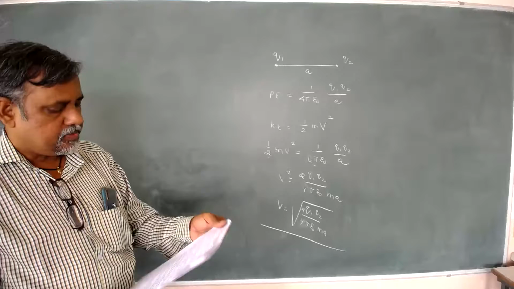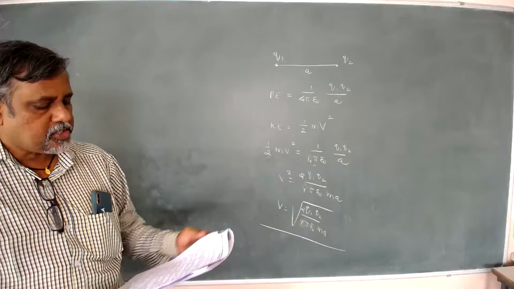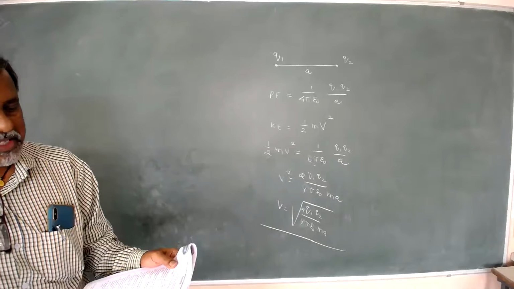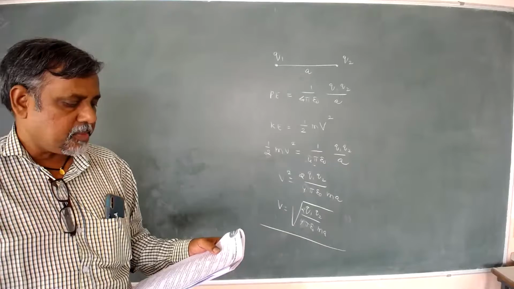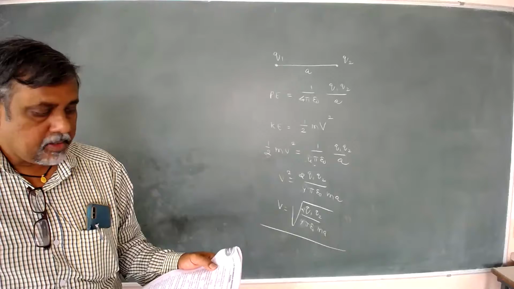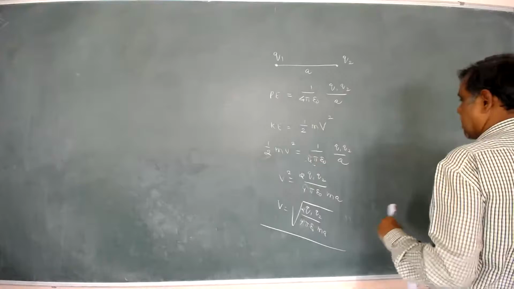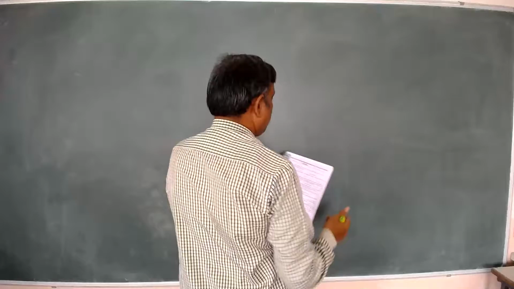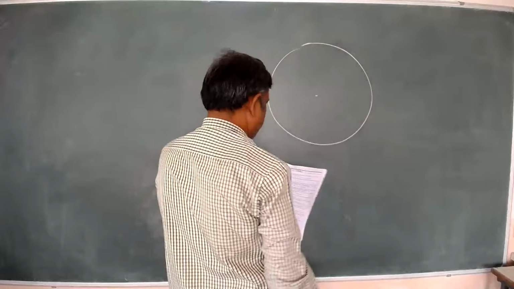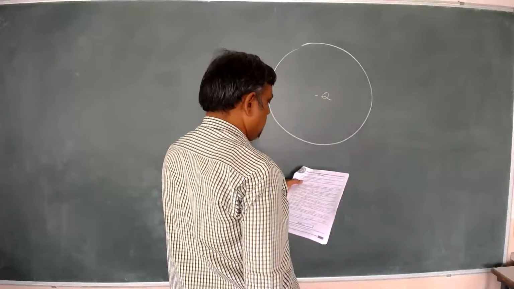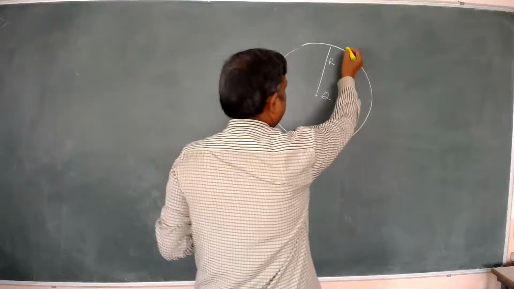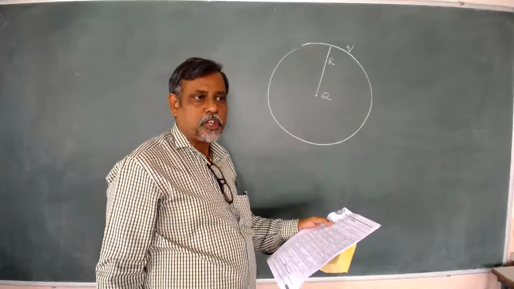Question number 17. A point charge Q is placed at the center of a circular wire of radius capital R having a charge Q. Find the force of electrostatic interaction between the point charge and the wire. Look at this: a circular wire, just like a ring. At the center, the point charge Q is placed. The radius of this is R. Find the force of electrostatic interaction between the point charge and the ring.